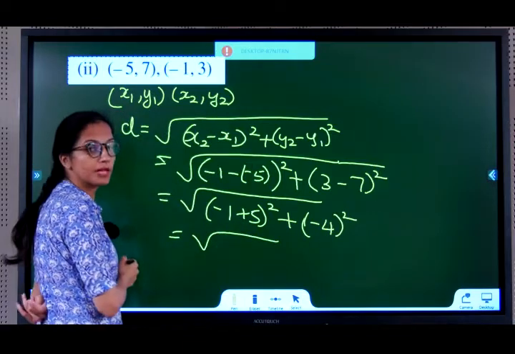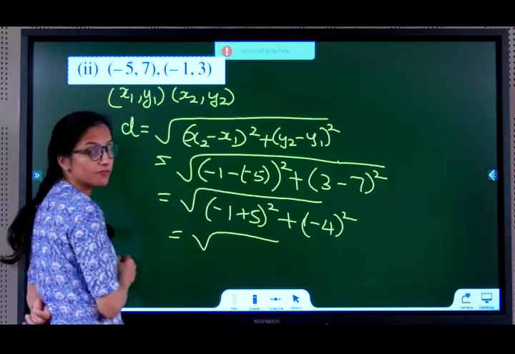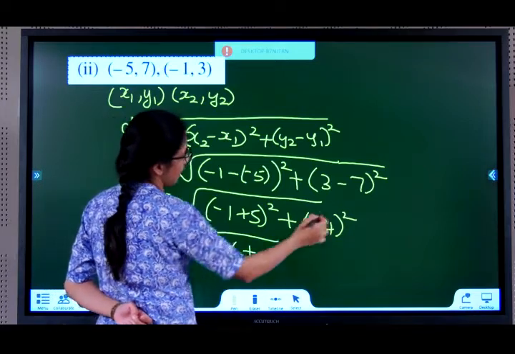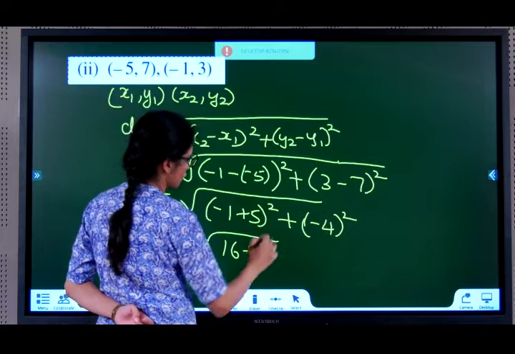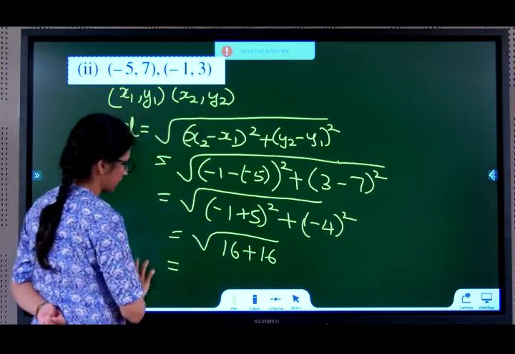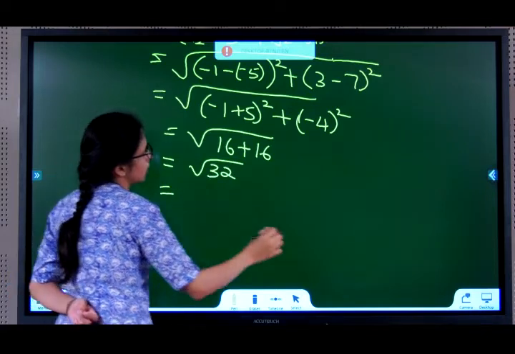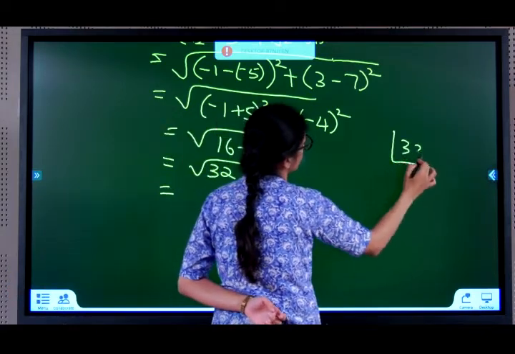Minus 1 plus 5, sorry, minus 1 minus 5 is minus 6, wait, so we get the squares: 4 square 16, plus 4 square 16. So, root 32.